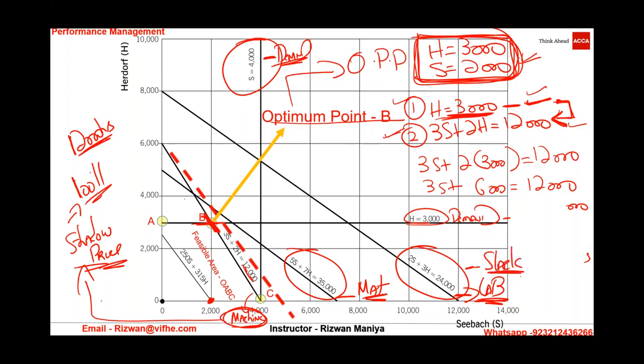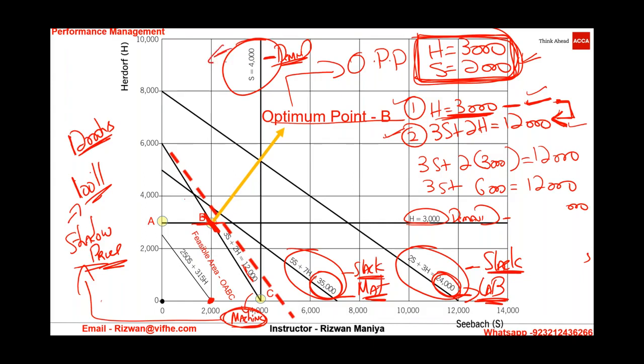So slack means underutilization, which means there are 24,000 hours of labor available, but you will not utilize the entire 24,000. So there is a slack. Again, material: you have 35,000 kgs of material available, but you will not use 35,000 kgs because there is a slack, underutilization of a resource. Slack also pertains to demand as well.